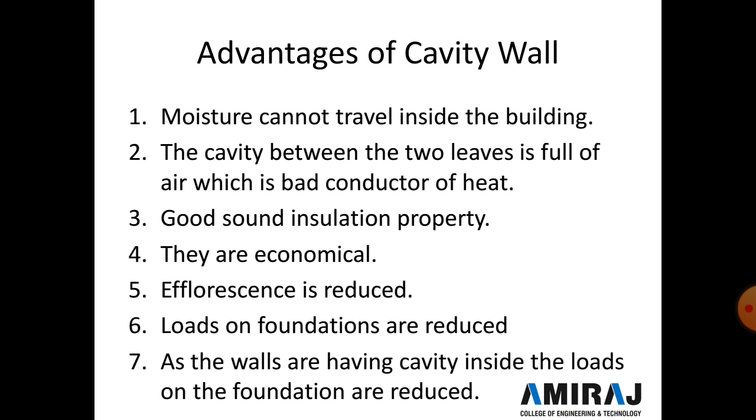Now we take the next slide for the advantages of the cavity wall. Direct moisture cannot travel inside the building, so there is no direct contact between the inner and outer leaf. The next advantage is that the cavity between the two leaves is full of air, which is a bad conductor of heat. Hence the transmission of heat from the external face to the inside of the room is very much reduced. Cavity walls have about 25% greater heat insulating value than the solid wall.